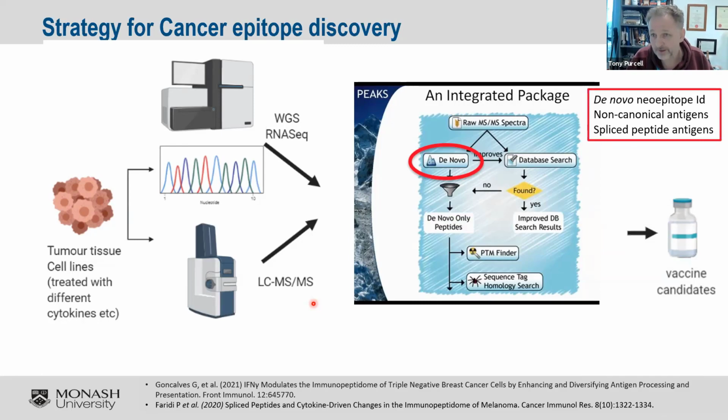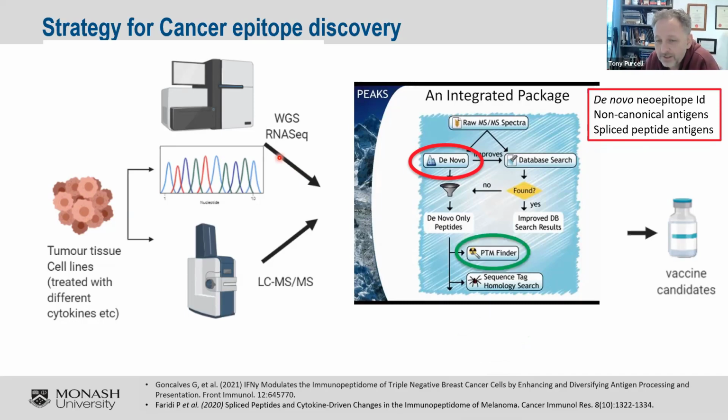And in doing so, we were able to identify de novo neoepitope candidates, and you've heard how this can work already from Kyle. And often we were able to map this back to the whole genome sequence or RNA-seq data. We can look at non-canonical antigens, and we'll discuss these in more detail. And we're also able to access these post-translationally spliced peptide antigens, and I'll talk a little bit about that in the context of colorectal cancer in a slide or two.